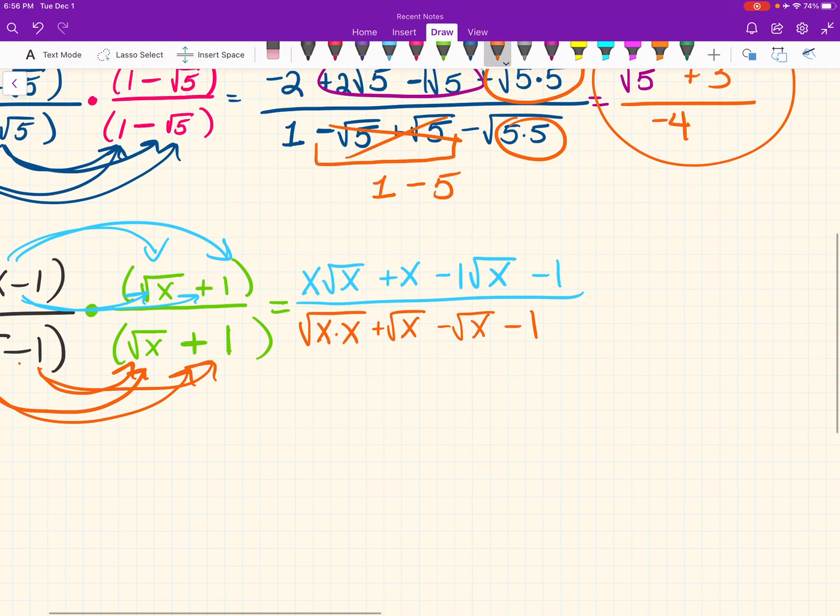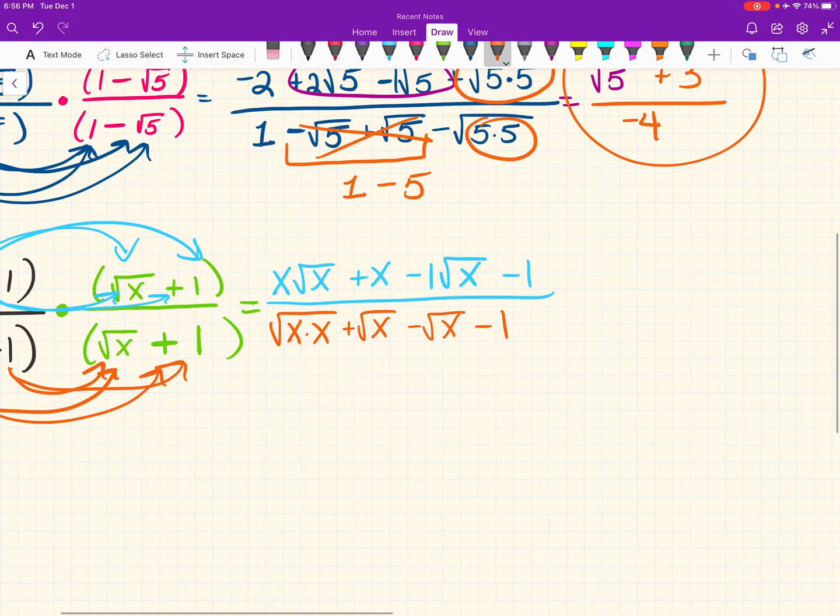In the numerator, it looks at first like I can put the square root of x and the square root of x together, which is true. But remember, x and 1, the thing out in front of them, they can't be put together. So this is done. The numerator is done. It's just x root x, it's really ugly, plus x minus root x minus 1.